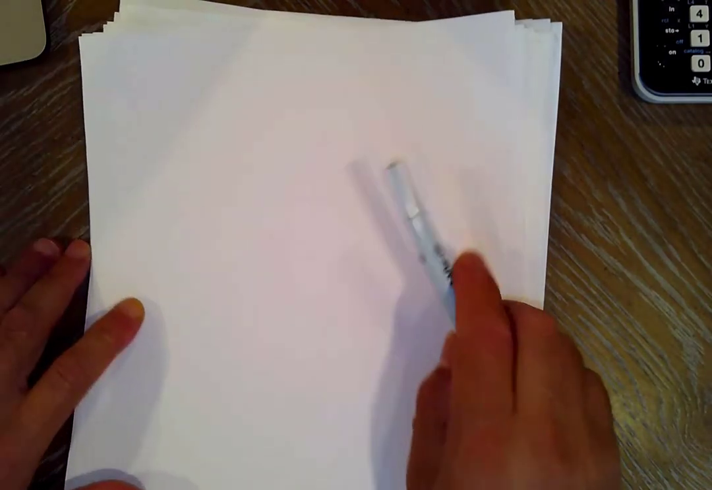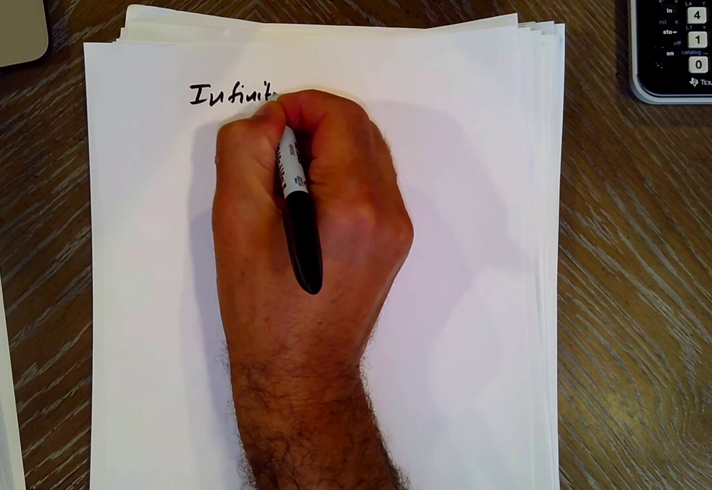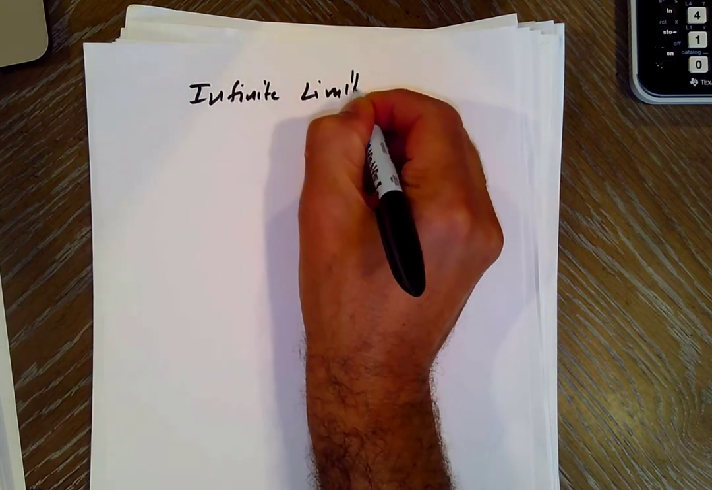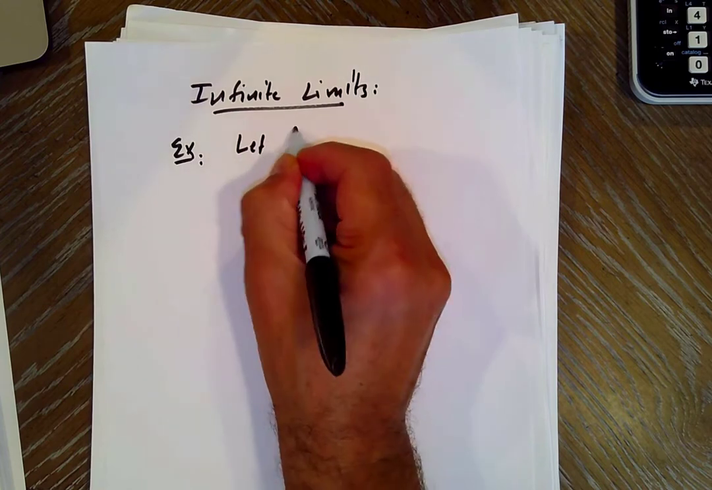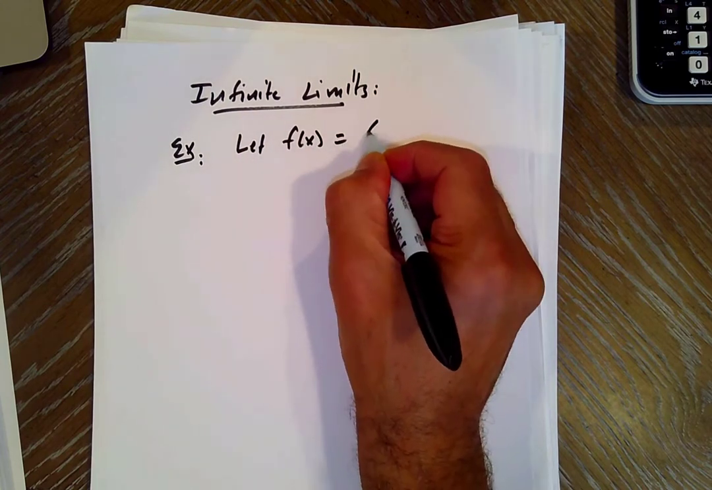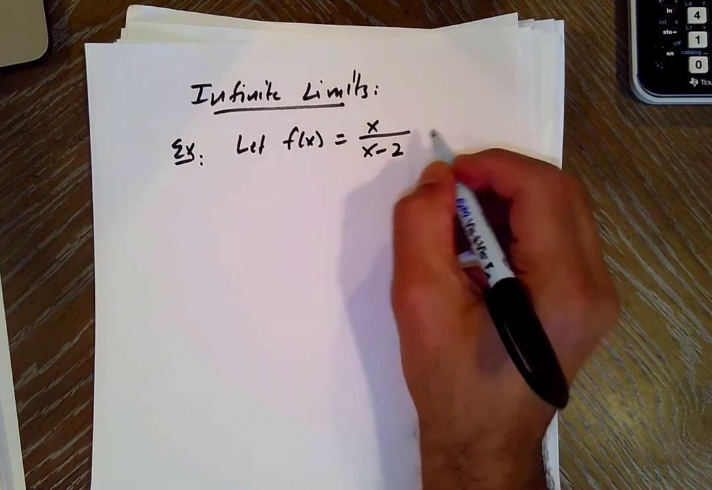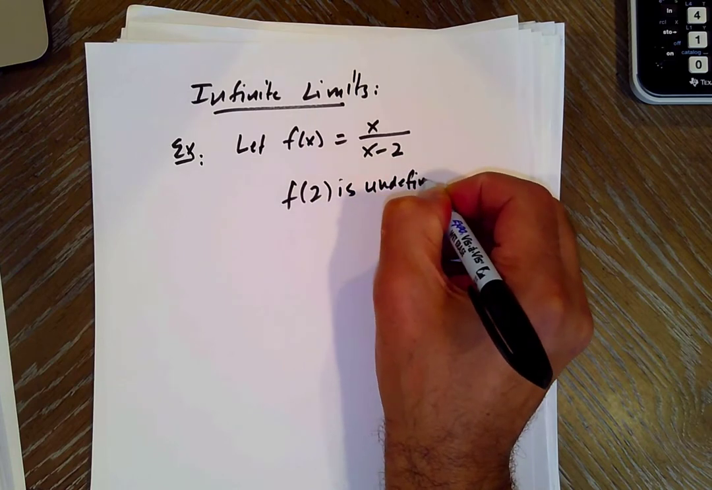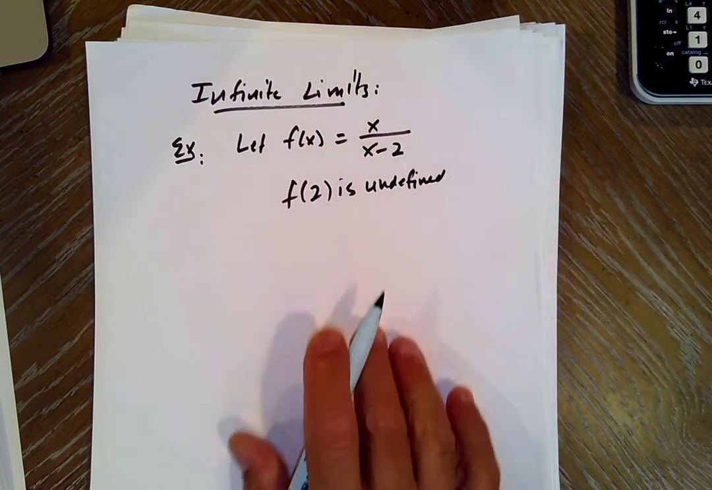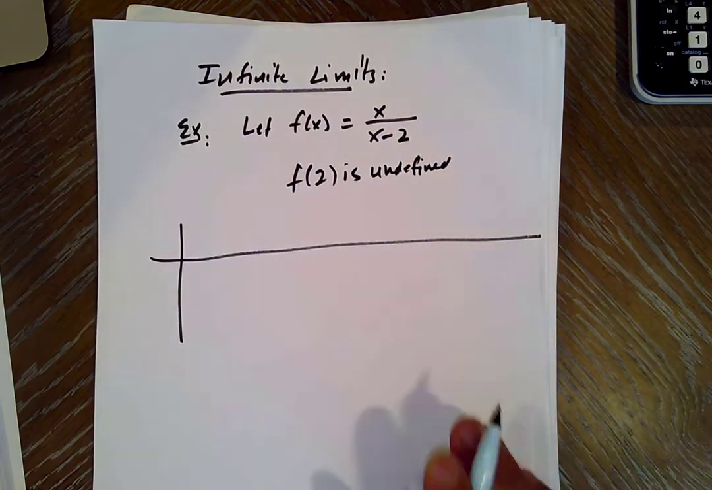Now infinite limits. So here's an example about infinite limits, and then we'll talk about the definition. If you let f of x equal x over x minus 2, then obviously f is undefined at 2. That's from algebra, because you get 2 over 0. Now we're going to use a t-table and see what happens when we approach 2, just like the previous example.